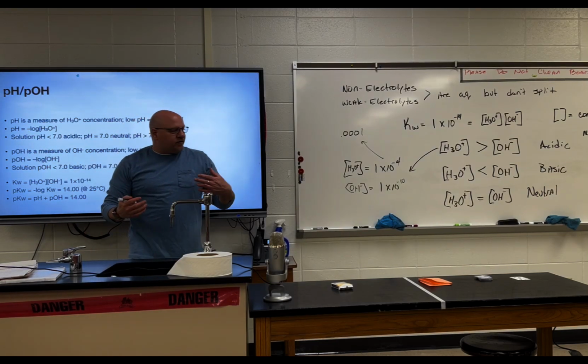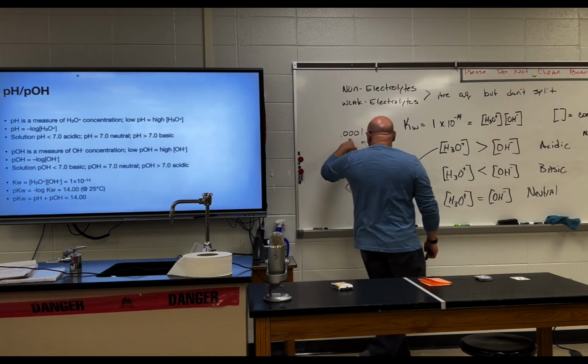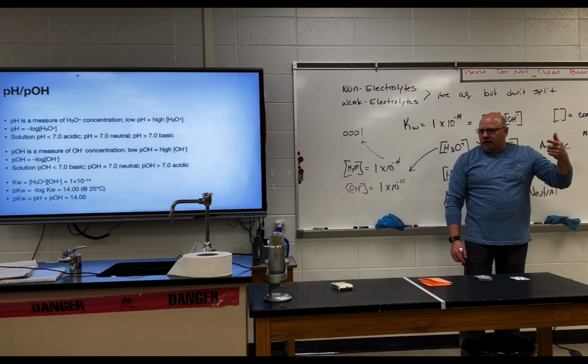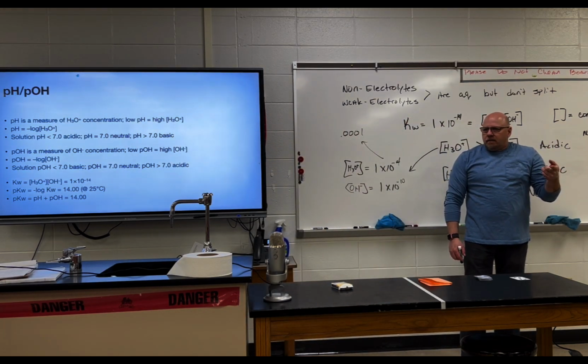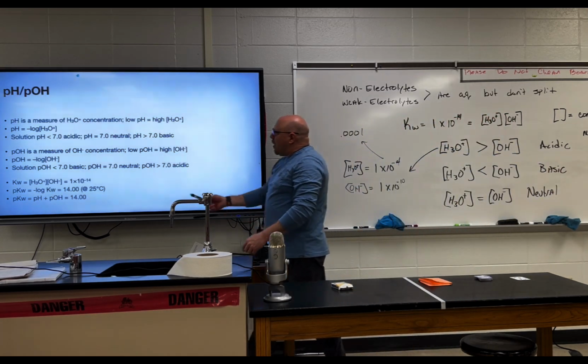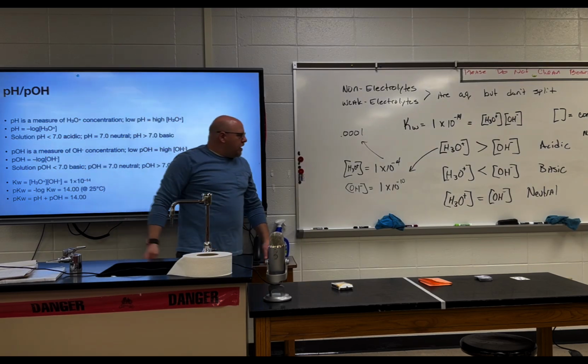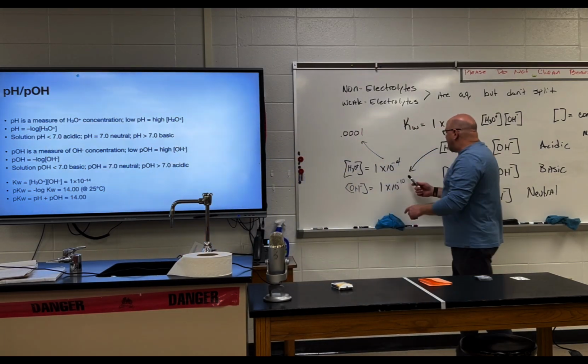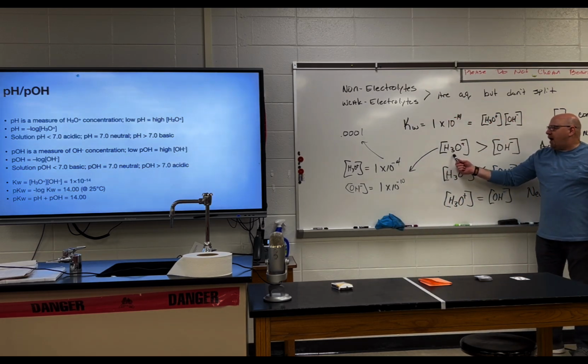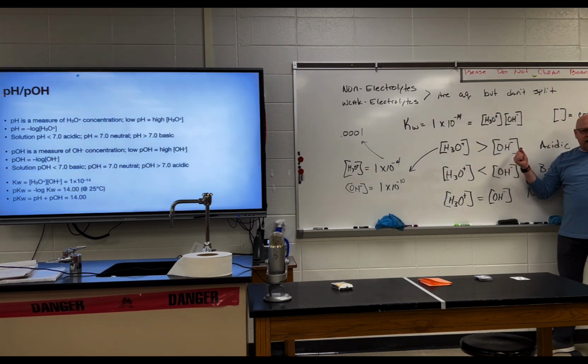So we're doing, what's the log of this? Log of this is negative 4. We're changing the sign to make it a positive value. Okay? So, if pH is less than 7, we call it acidic. Why? Because for it to be less than 7, our hydronium ion would have to be less than our hydroxide.